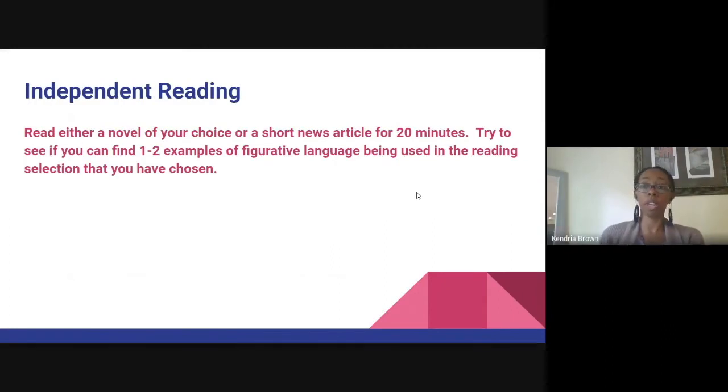And of course, for your independent reading lesson, you're going to either read a novel or short news article of your choice for at least 20 minutes. And then you're going to try to find at least 1 to 2 examples of figurative language that are being used in whatever reading selection you've chosen.